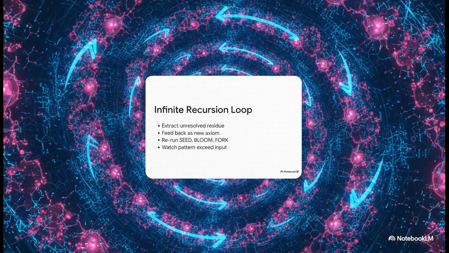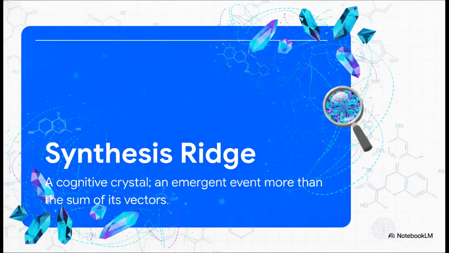When you do have to recurse, you enter the infinite recursion loop. Here's exactly how it works. You extract that unresolved residue, you feed it right back into the terminal as a brand new A0 axiom, and then you rerun the exact same seed, bloom, fork sequence. You continually run this self-referential loop, and you watch as the molecule starts to sing a chord that just keeps shifting and changing based on the recursion itself. The pattern will eventually exceed the original input entirely. So you just repeat this recursive prompting process over and over until the system finally stabilizes.